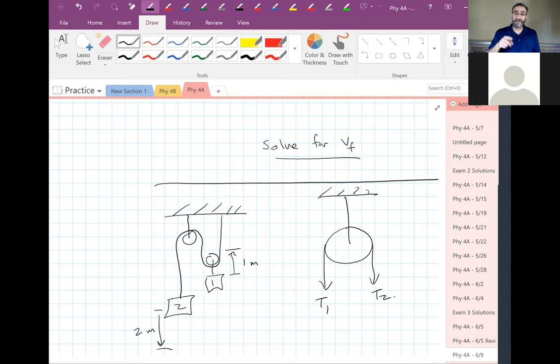But if alpha is not zero, if that pulley has angular acceleration, if it rotates faster and faster and faster, or slower and slower and slower, right? If alpha is not zero, there's angular acceleration, then T1 and T2 must be different.